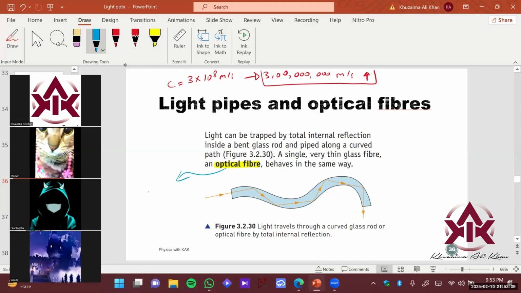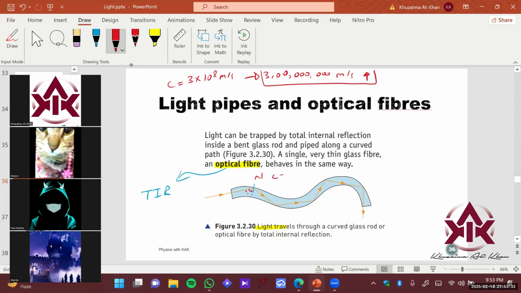This optical fiber basically works on the principle of TIR, that is total internal reflection. Data is getting passed through light waves. Light travels through this particular cord, and you can see the angle of incidence. If you draw normals here, the angle is greater than the critical angle.